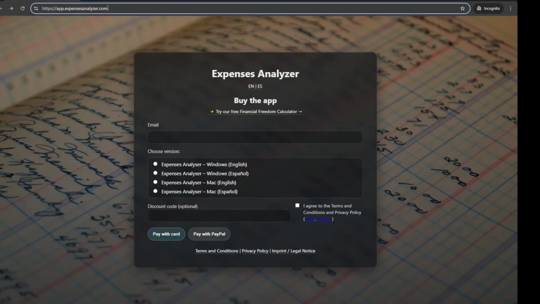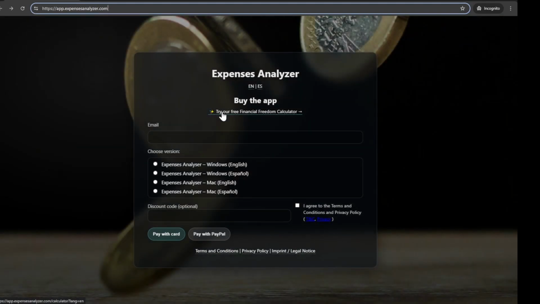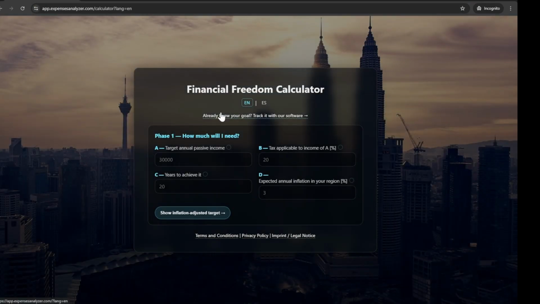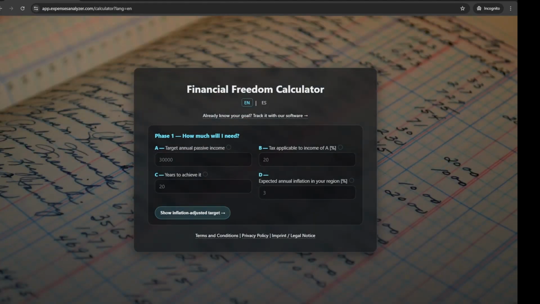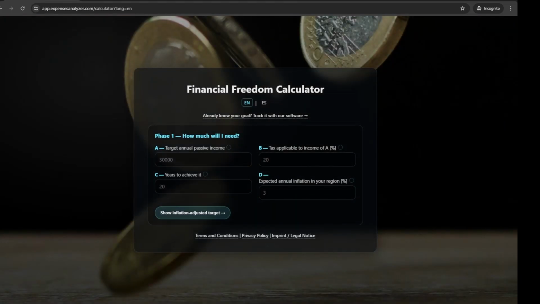app.expensesanalyzer.com and click on Try our free Financial Freedom Calculator. Once you are on this web page, you have 4 fields to fill in, and we're going to see a realistic example to see more or less what you need to fill. Of course, you will need to fill it with the data that corresponds to your real case.